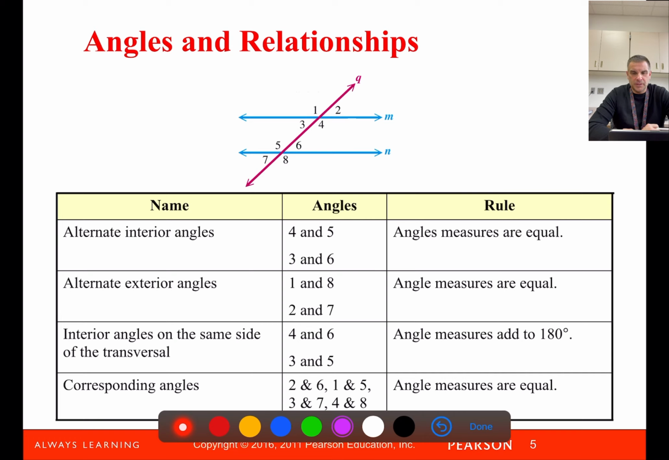Good job, buddy. Anyway, so with same side interior angles, their measures add up to 180 degrees. So angle 4 plus angle 6 has to add up to 180 degrees. 3 plus 5 has to add up to 180 degrees.